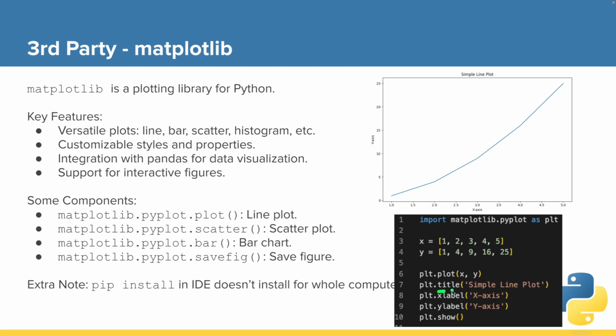We give it a title, an X label, and a Y label. So X axis, Y axis, title. And then we do plt.show. So PLT, because we're calling it that. That's a common thing to do with matplotlib as PLT. And plt.show will actually show that chart.